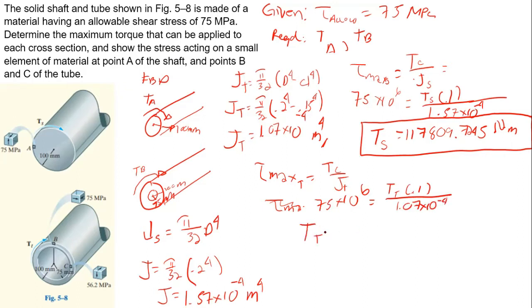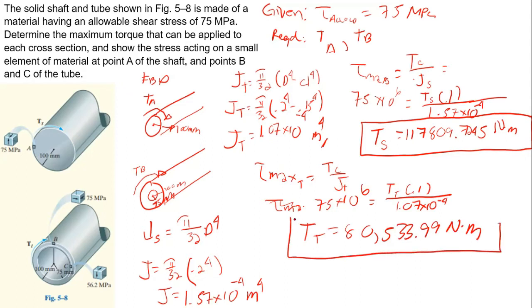Solving for torque sa tube or TB natin, T sub B, ang makukuha natin dyan is 80,533.99 newton meter. So ayan yung sagot natin for this sample problem. Proceed tayo sa next example.